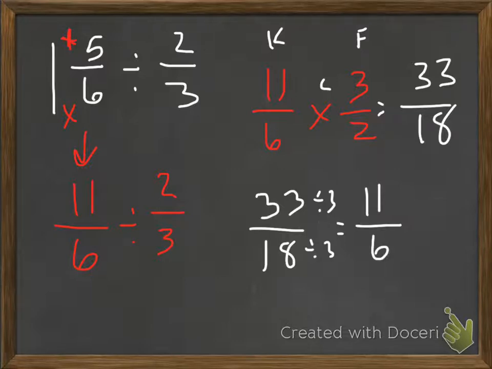Now I can change my improper fraction to a mixed number. 6 goes into 11 one time. 11 minus 6 is 5. So my answer is 1 and 5/6. Because my remainder becomes my numerator and the denominator always stays the same. We'll do some more of the mixed numbers in lesson 4. For now, let's stick with just multiplying straight fractions or dividing straight fractions.